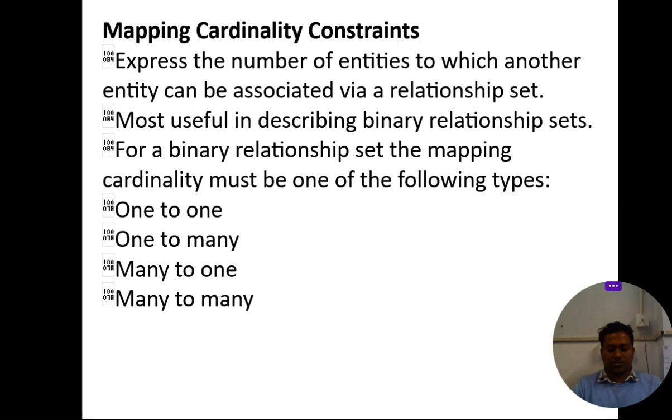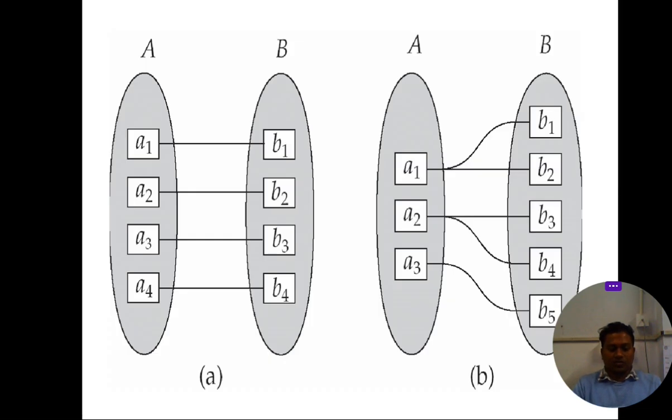Now, mapping cardinality constraints. You can see the mappings A and B in both diagrams. What are mapping cardinality constraints? They express the number of entities to which another entity can be associated via a relationship set. They are most useful in describing binary relationship sets. For a binary relationship set, the mapping cardinality must be one of the following types: one to one, one to many, many to one, or many to many.